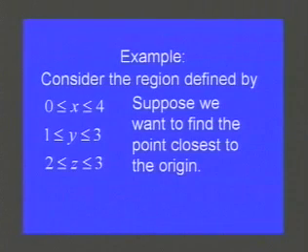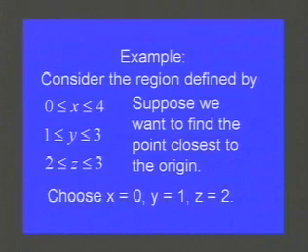So the way that these are all going to work is that you choose the x value that's closest to 0, because the origin is 0, 0, 0. So I'd want to choose x equal to 0. Then I want to choose the y value that's closest to 0. Then I want to choose the z value closest to 0. So I wind up with the point 0, 1, 2. Not too bad, right?